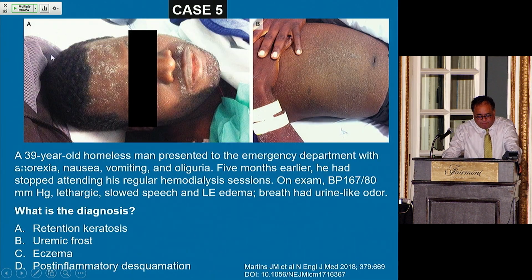Okay, case number 5. This is a 39-year-old homeless man who presents to the emergency department with anorexia, nausea, vomiting, and oliguria. Five months earlier, he had stopped attending his regular hemodialysis sessions. On exam, his blood pressure was 167/80, he was lethargic with slowed speech, and had lower extremity edema. His breath had a urine-like odor. What's the diagnosis here? And you have 4 options.